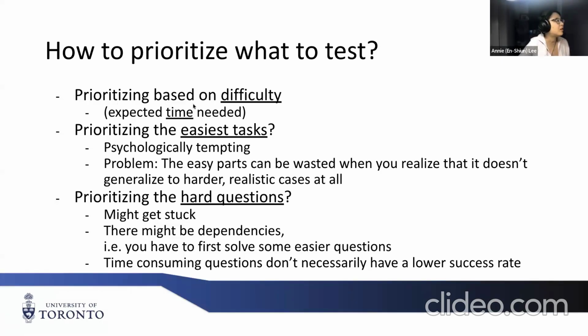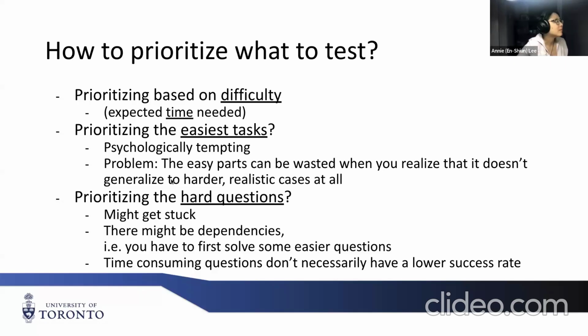So you can prioritize testing the thing that is the most difficult. But there's a risk in that, right? If you do something very difficult, you might fail. Or you can prioritize the easiest thing, which is very tempting, right? You do the easy thing, you can win. But the easy part could be wasted if it doesn't generalize to harder cases or real cases at all. But typically, I force you to do some toy examples.